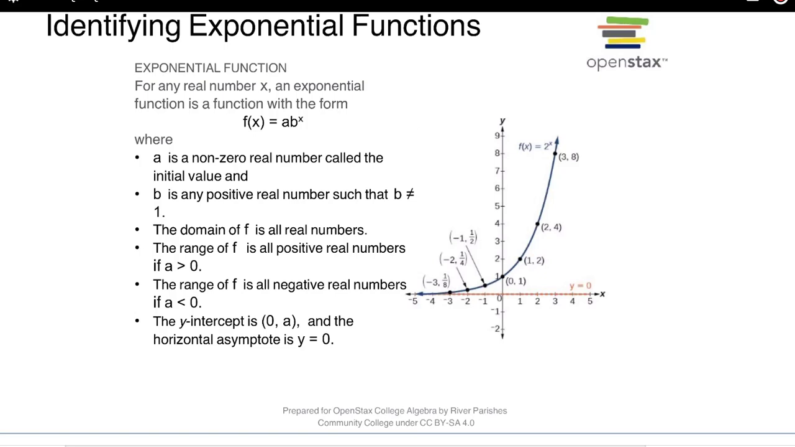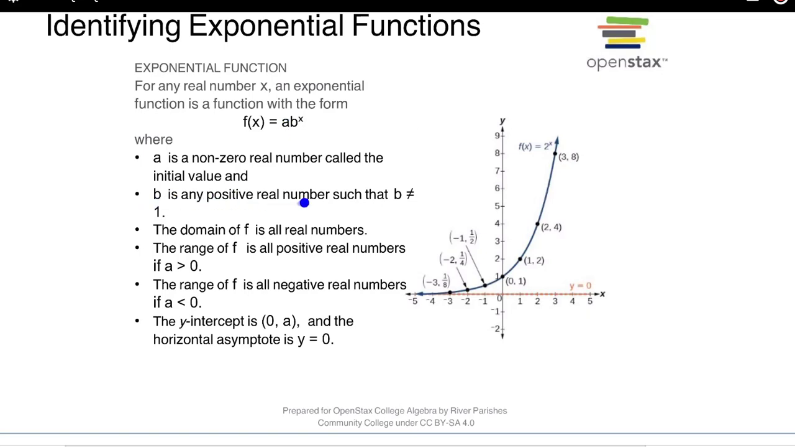So first, let's talk about what an exponential function is. For any real number x, an exponential function is a function with the form f of x equals a times b to the x. Now notice, this is different than a power function. Power function, the base was the variable. For exponential functions, the exponent is the variable. So a is a non-zero real number called the initial value. So if there's not an a there, you understand that a is 1.